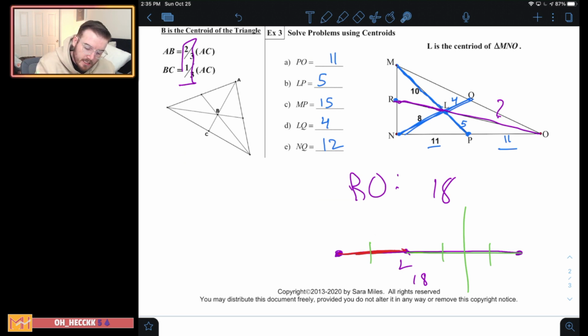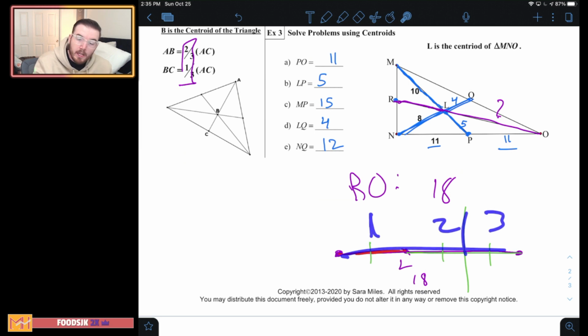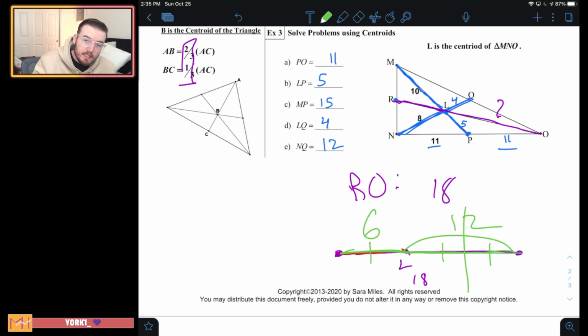So this piece right here is 1/3 of the whole thing, because there's 1, 2, 3 pieces. This is 1/3 of the whole thing. So therefore, if the whole thing is 18, then the short piece must be 6. Double the short piece to get the long piece and you get 12. 6 plus 12 is 18. You see how that worked out?